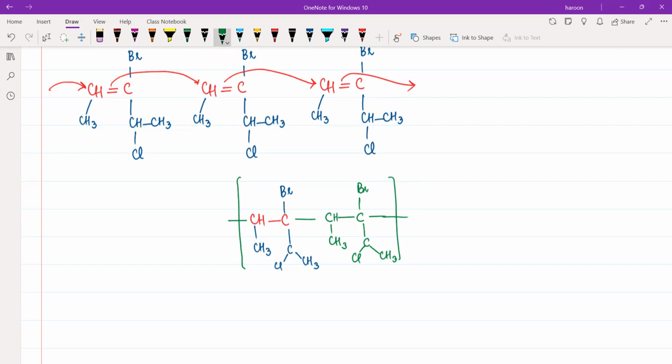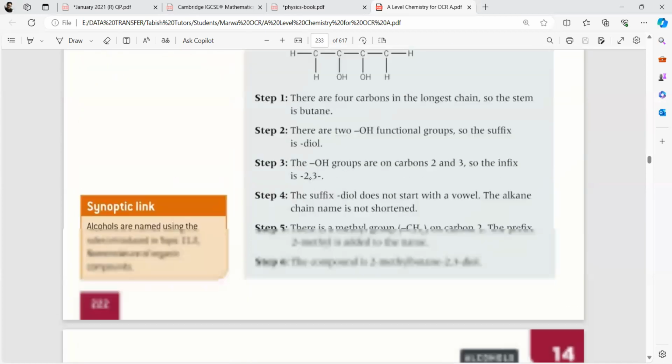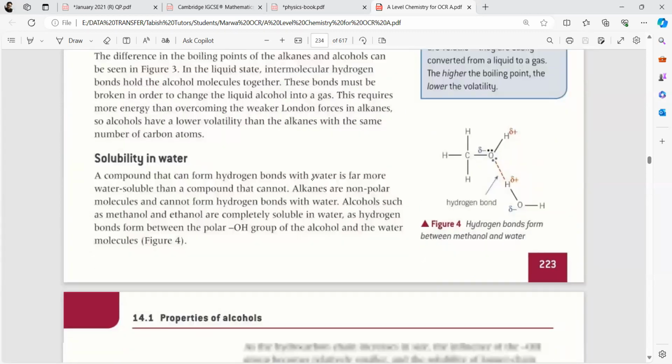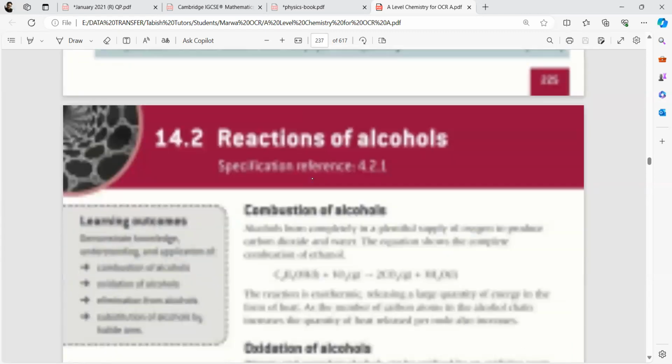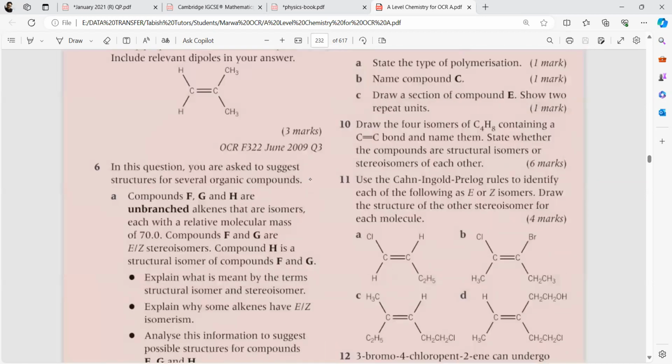All right, that's the end of the chapter. We'll start from alcohols from next week. If you have any question regarding the previous topic, you can ask here.